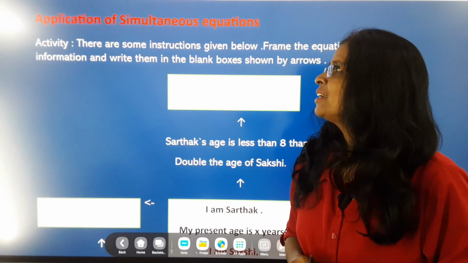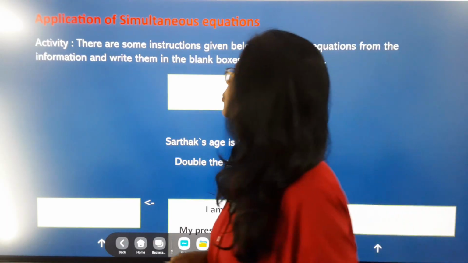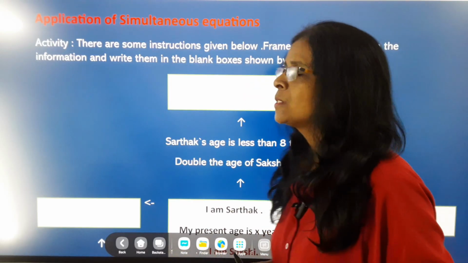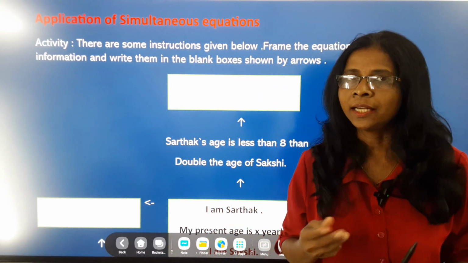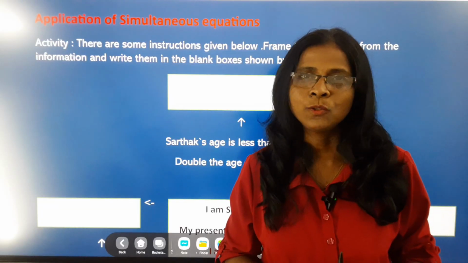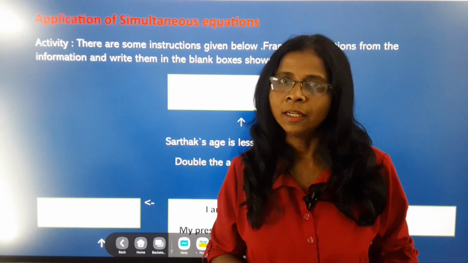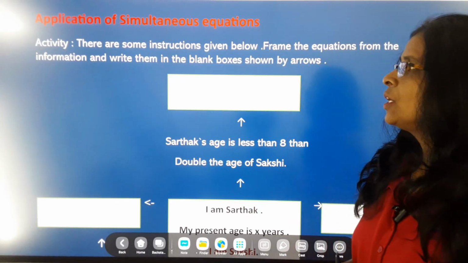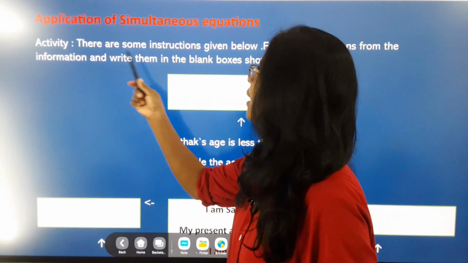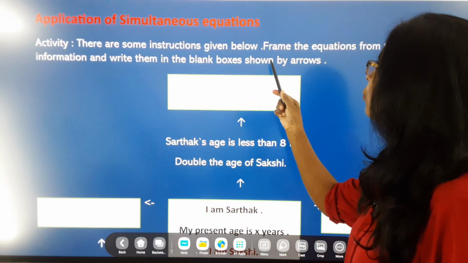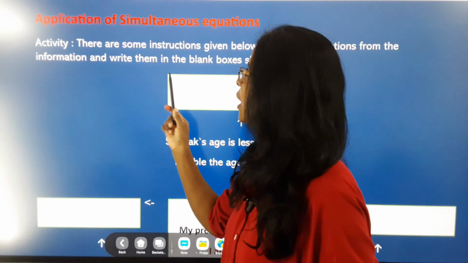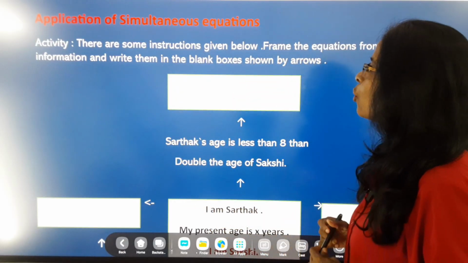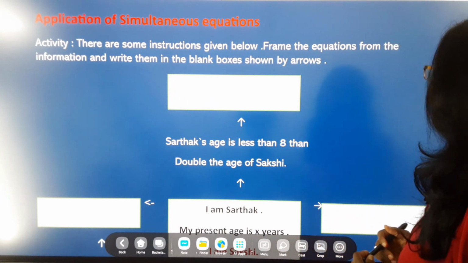Now see the next topic, that is the application of simultaneous equations. There are some activity based questions, activity based examples. So let us try to solve these activities. The first activity: there are some instructions given below. Frame the equation from the information and write them in the blank boxes shown by arrows.